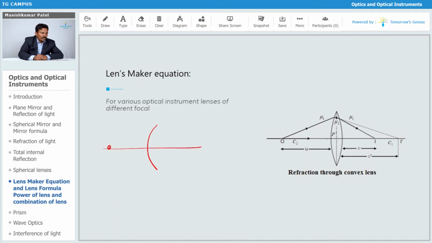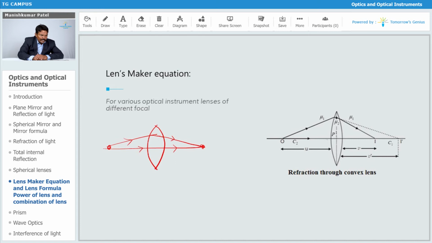The object is placed over here. It is going to emit a ray of light, and then it will get refracted. I will just show that. So this is the formation of the image over here. Now when I connect this other surface, what will happen is that the ray will get further bent.